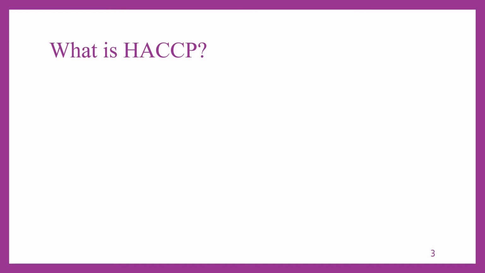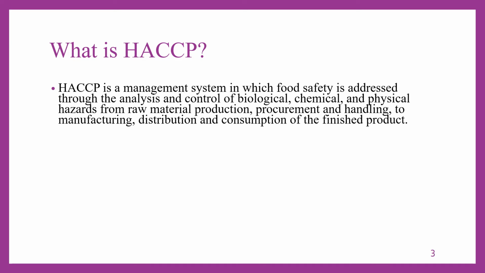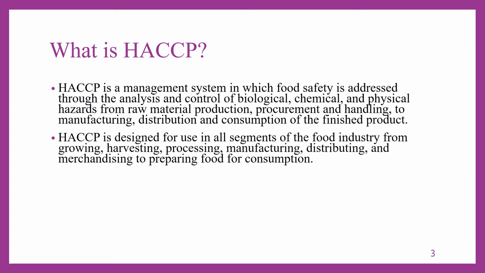What is HACCP? HACCP is a management system in which food safety is addressed through the analysis and control of biological, chemical, and physical hazards from raw material production, procurement, and handling to manufacturing, distribution, and consumption of the finished product. HACCP is designed for use in all segments of the food industry, from growing, harvesting, processing, manufacturing, distributing, and merchandising to preparing food for consumption.